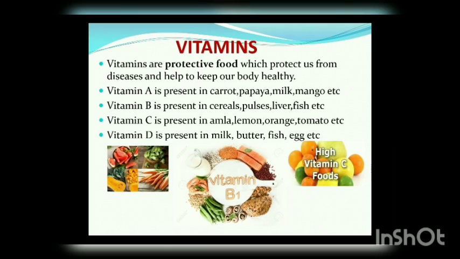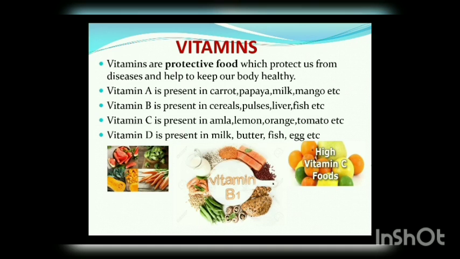The next component of food is vitamins. Vitamins are called protective food. Protective means which protects us from something. So vitamins are called protective food because they protect us from diseases and help us to keep our body healthy. There are many types of vitamins. In this video we will discuss some of them.